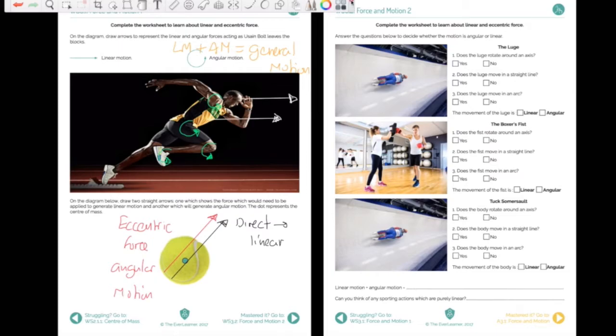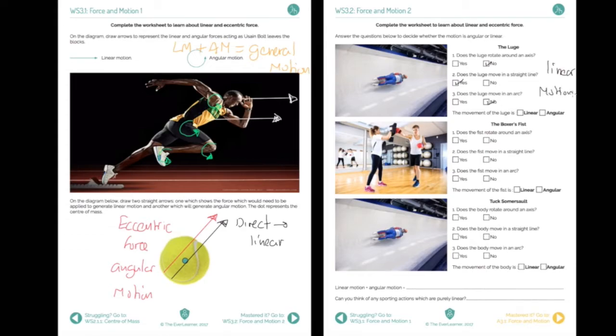Okay, worksheet 2 over here. Complete the worksheet to learn about linear and eccentric force. Answer the questions below to decide whether the motion is angular or linear. So we've got the luge here. Let's use some ticks. Does the luge rotate around an axis? Well, we're going to say no, it doesn't. Does the luge move in a straight line? Yes, it does. Does the luge move in an arc? Well, it depends which part of the track it's in, but no. Therefore, we can make a pretty good argument that this is linear motion.